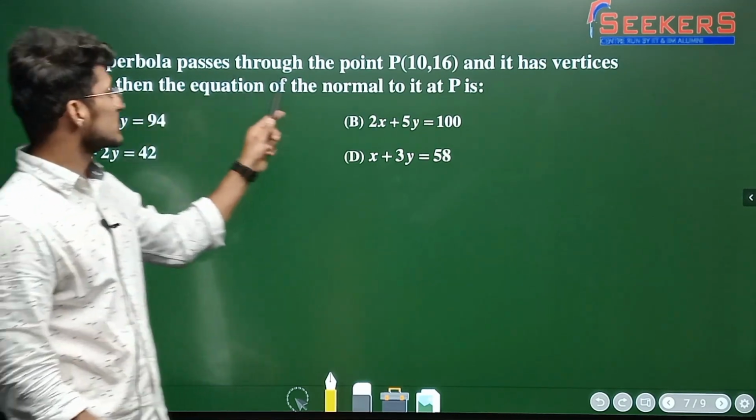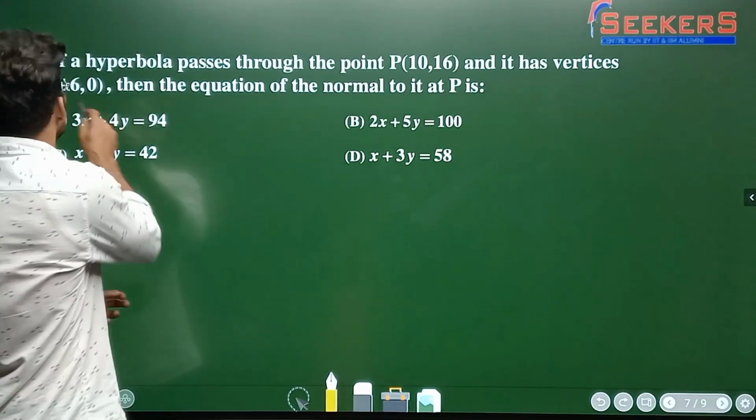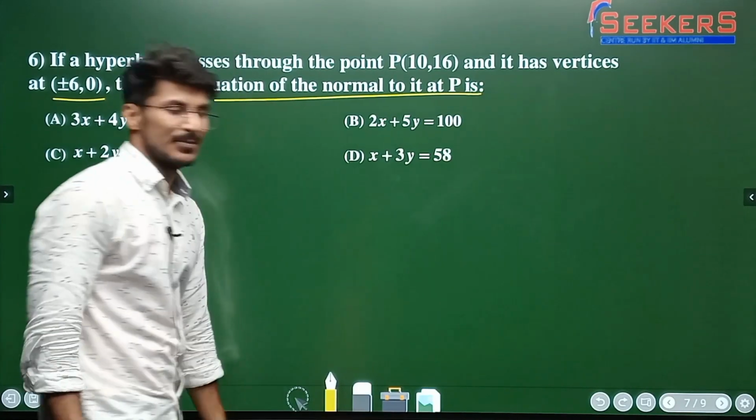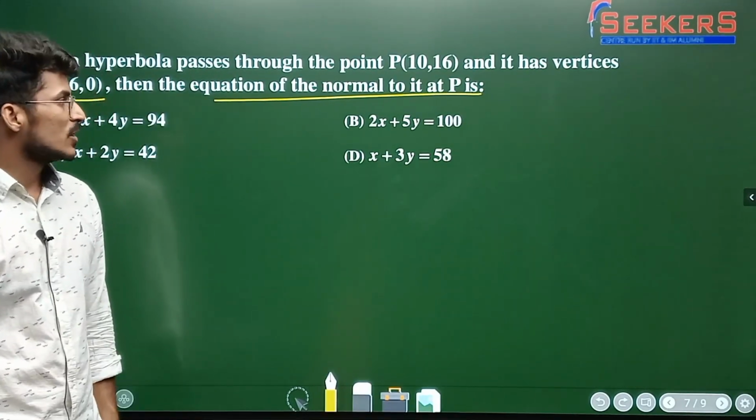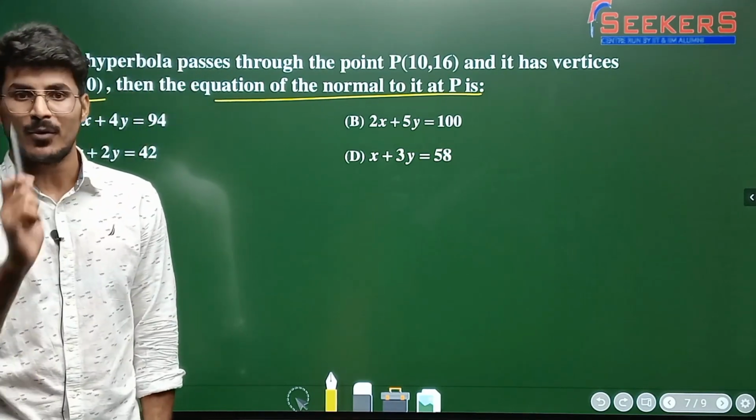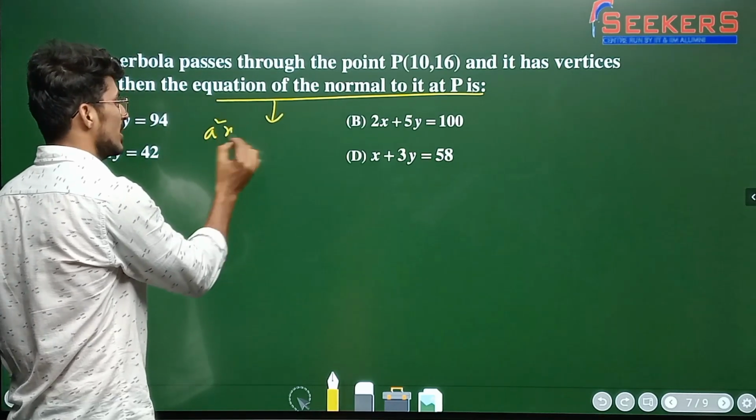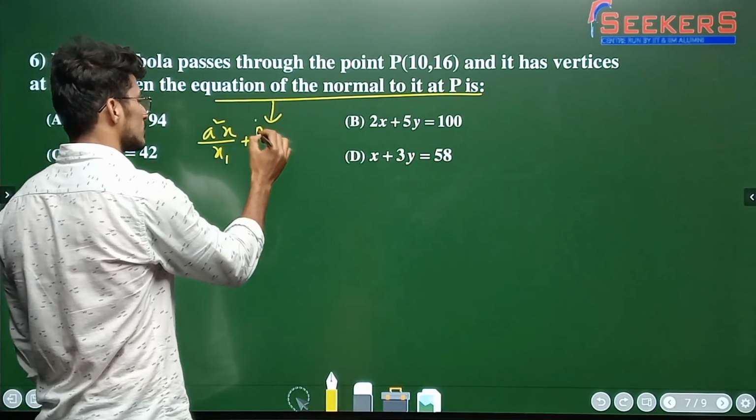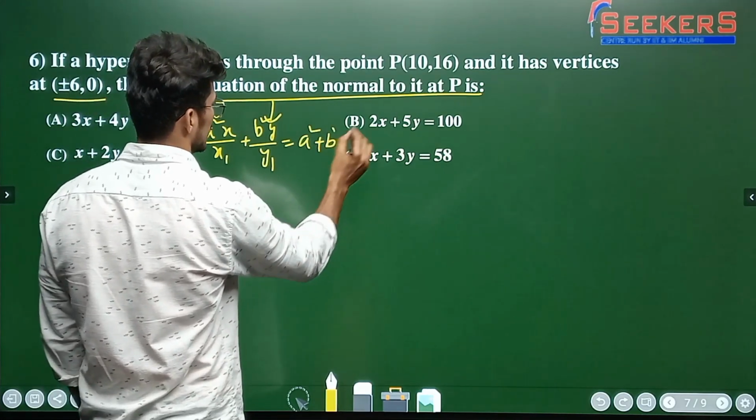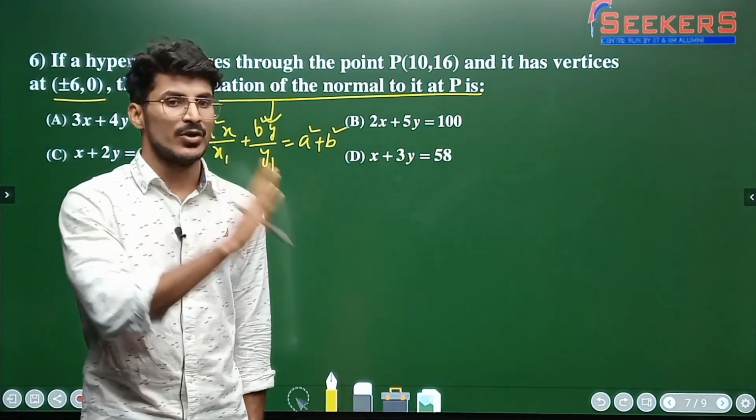A hyperbola passes through the point (10, 16) and it has vertices at (±6, 0). Then find the equation of the normal to it at point P. Yes, the equation of the normal to it at P is given. What do you mean by the equation of the normal in point form? We'll use this formula: a²x/x1 + b²y/y1 = a² + b². Cool, so this is the equation of the normal with respect to the hyperbola in point form.